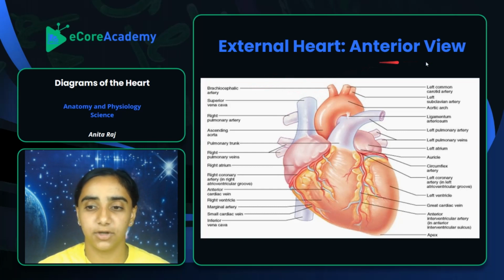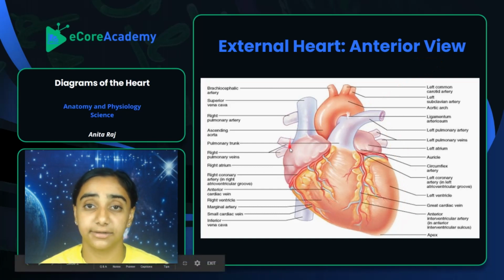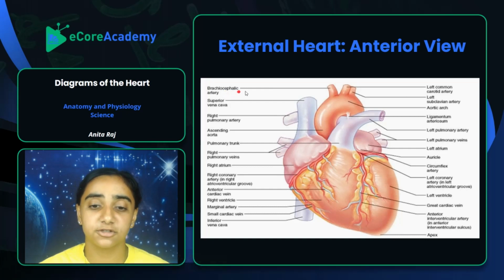Let's look at the anterior, as in the front view. If you look at this picture, it does look like the front of the heart. So you should be able to tell just by looking at the picture that it is the anterior view of the heart. So the first structure is called the Brachiocephalic Artery. It's this right here.